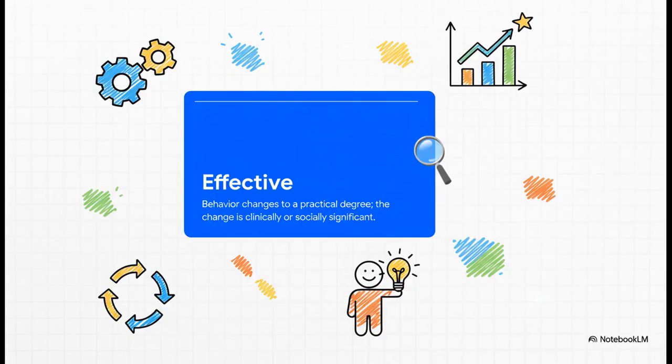Next, E for effective. And this is so important. Effective doesn't just mean we saw a change on a graph. The change has to be big enough to matter. If we reduce a problem behavior by 10%, but it's still happening 50 times a day, is that really an effective outcome? We're looking for that real-world, meaningful, socially significant improvement.